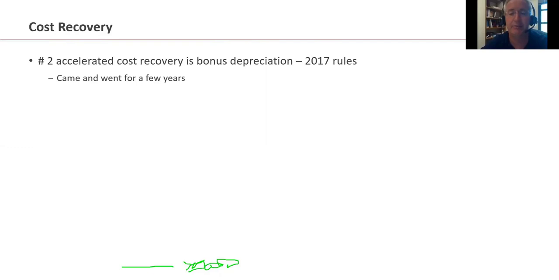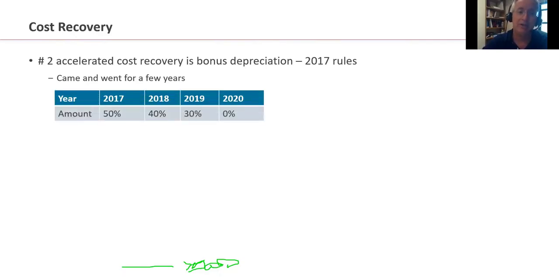Okay, so first I want to talk about bonus depreciation in 2017, because again, that's what's in the book. That's not what applies anymore, but you need to understand it. So bonus depreciation has come and gone. It started back under George H.W. Bush and then was around for a couple years during a recession, then it disappeared. Then post 9/11, George W.